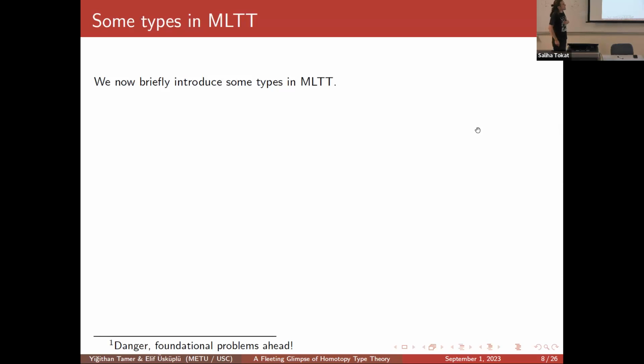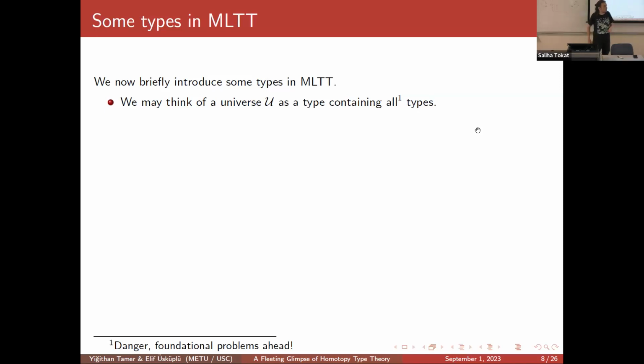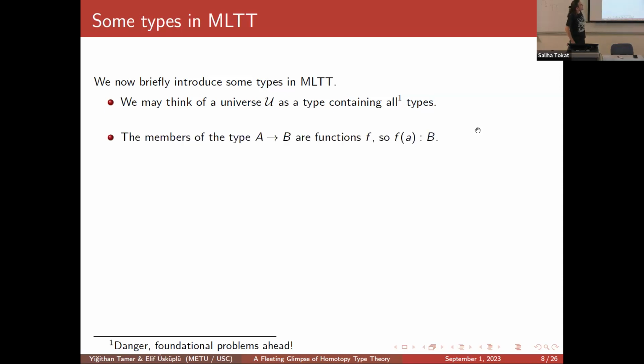So I'd like to thank Eren for introducing some types in Martin-Löf type theory, but I'll briefly go over them as well. So we have a universe, right? So a member of the universe we'll call a type, and we're going to say it contains all types, but there are obviously foundational problems that come with it. We're not going to bother solving them.